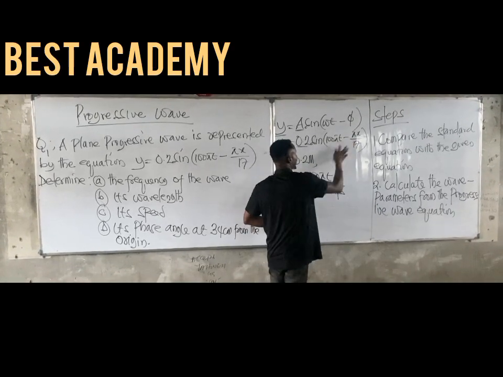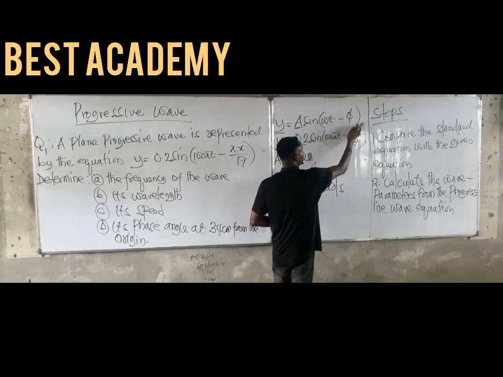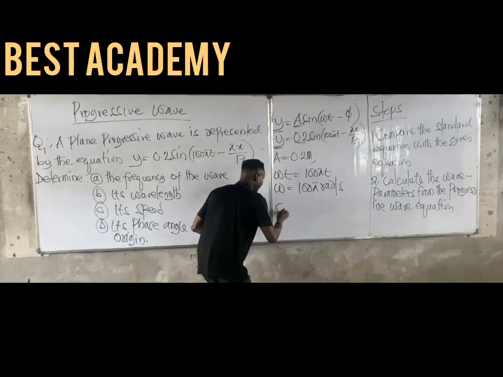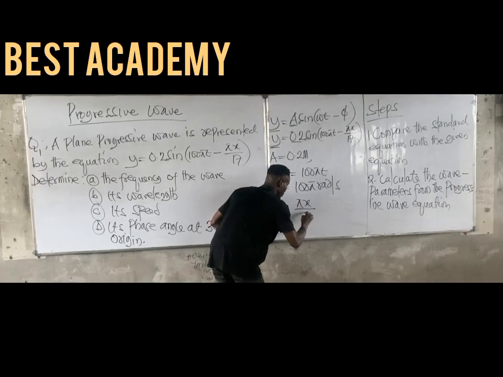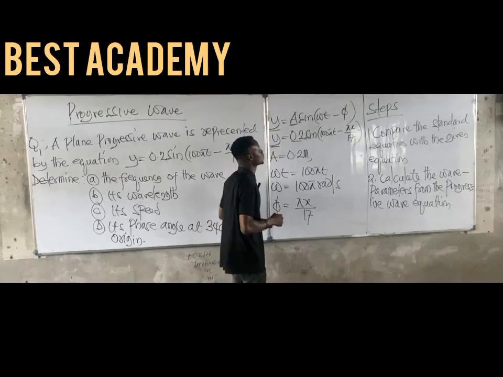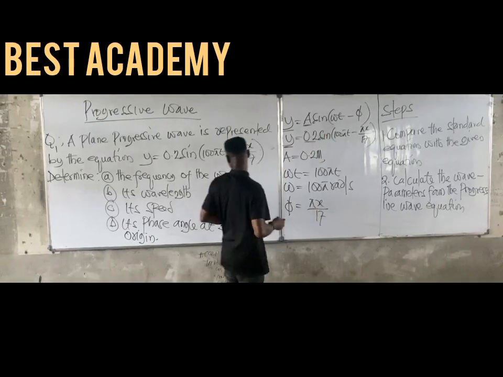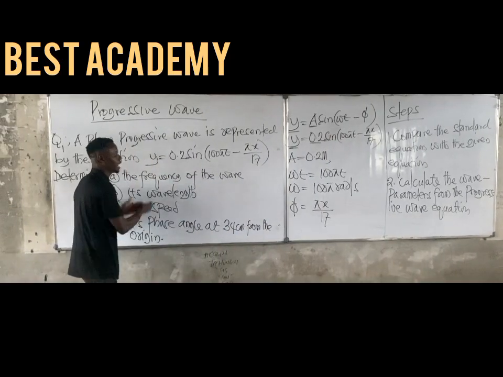Now let's go again. This is minor, to be cancelled. Now this represents this guy. That means our phi is said to be pi s over what? 17. Okay. Now this is what we should do first before we calculate the parameters we are asked to calculate.